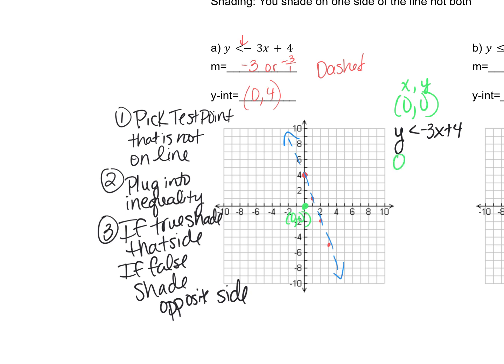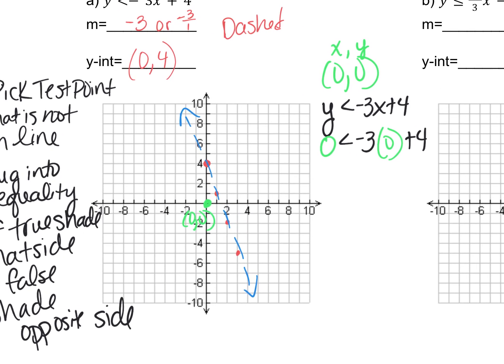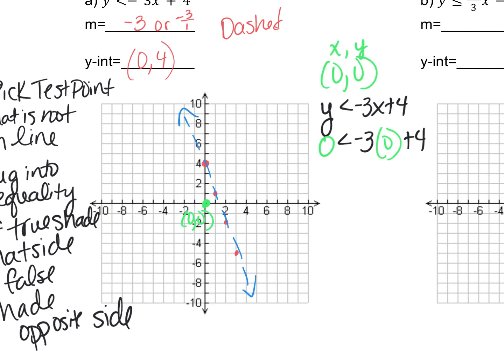So 0 is less than negative 3 times 0, we're plugging that in for the x, plus 4. Negative 3 times 0 is 0, plus 4. So that's just a 4 on the right side. On the left is a 0. Is this true? Is 0 less than 4? Yes, it is. Since it's true, we're going to shade on the side of that test point. So we're going to shade over here.